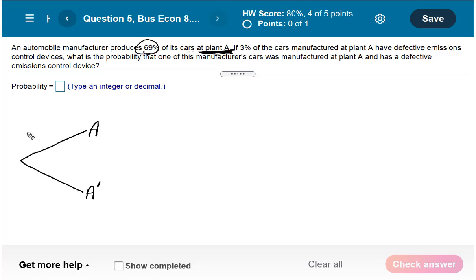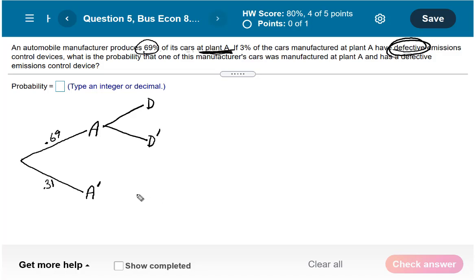So this is 69%. And again, just for future purposes, that means this has to be 31 because they have to add up to 100%. We have some cars that have defective emissions. However, not all of them do. So some of them will not have defective emissions.